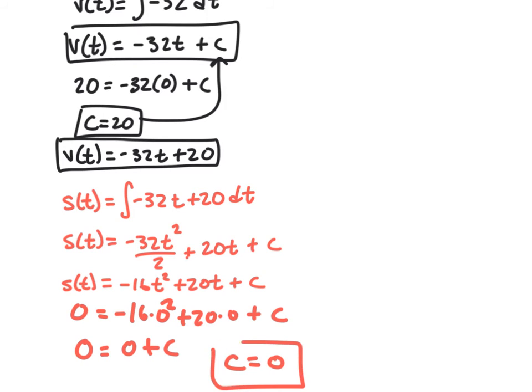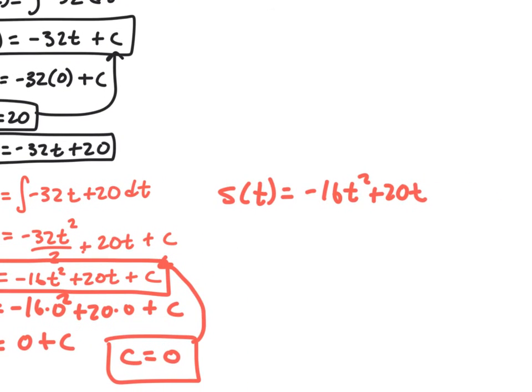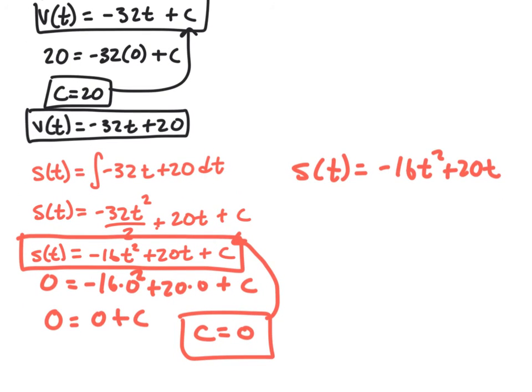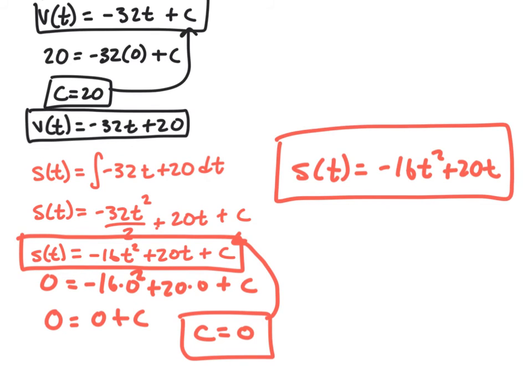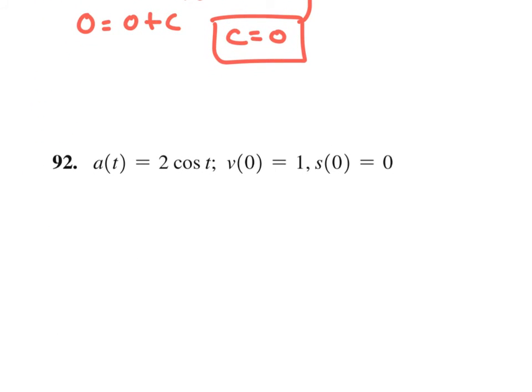okay? And I'm going to plug that into this part right here, because here's my general solution. So then I know that my position function, s of t, is equal to -16t squared plus 20t, and that's it, because c was 0. All right, so this is my particular solution. This is what I'm looking for. So let's go ahead and do one more of these. And we've got some trig problems, so it shouldn't be too terrible.